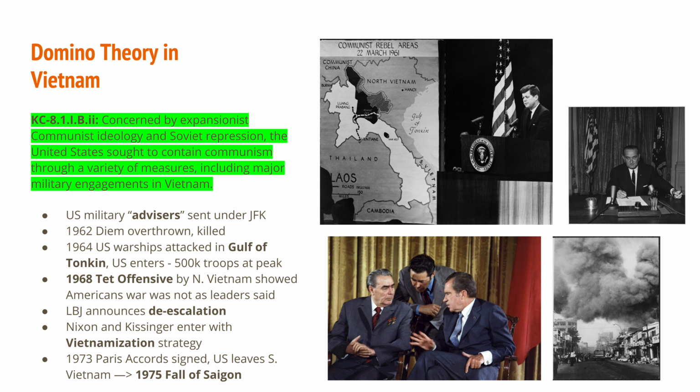conclusion. And the United States finally removes all U.S. personnel by 1975. And when the United States leaves, the North Vietnamese overrun South Vietnam. And we have the fall of Saigon, which was the capital city of South Vietnam.